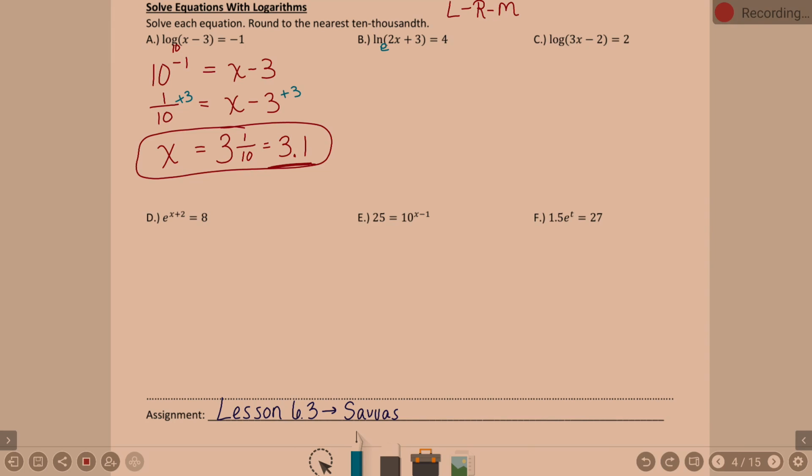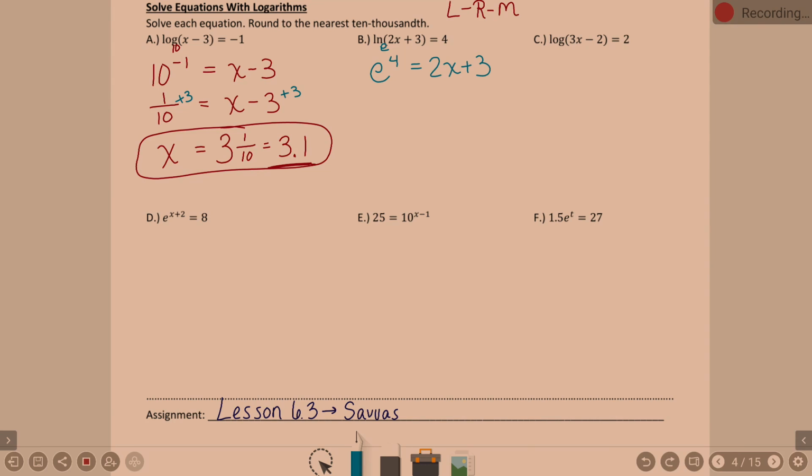Okay, so left, right, middle reads as, someone read it for me. e to the 4th equals 2x plus 3. The e is the left value, raised to the 4 on the right equals the middle of the 2x plus 3.